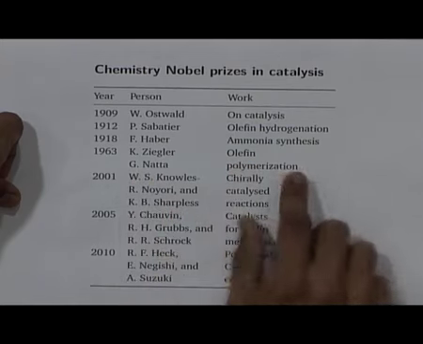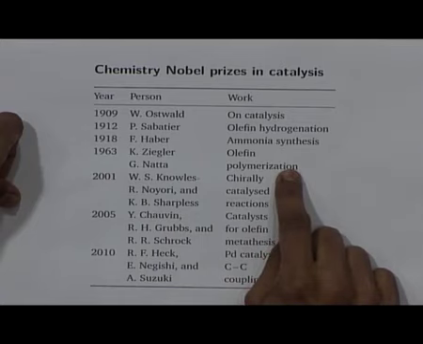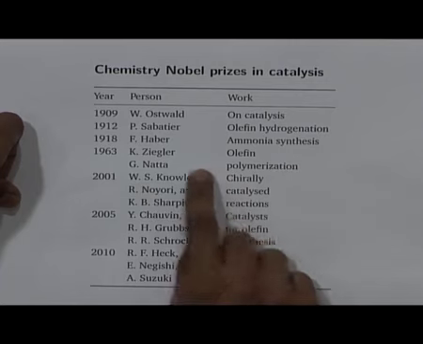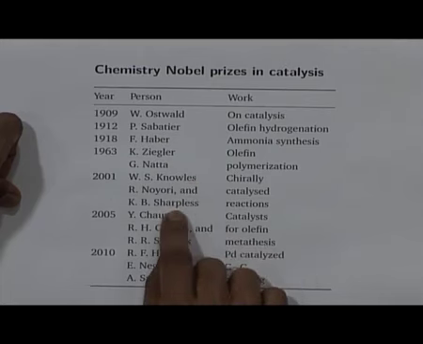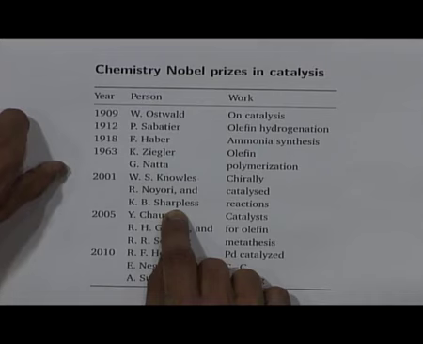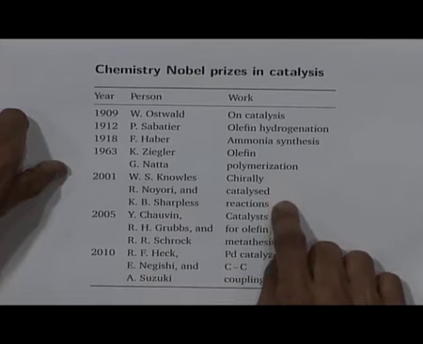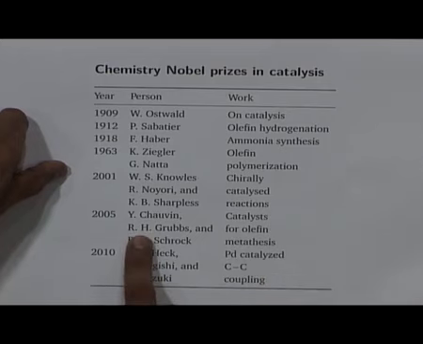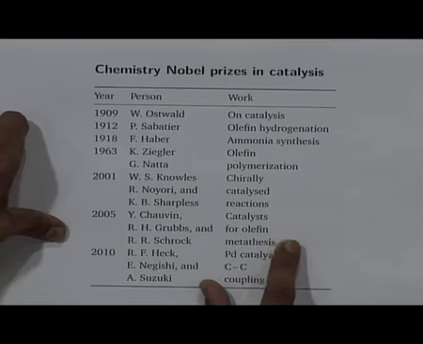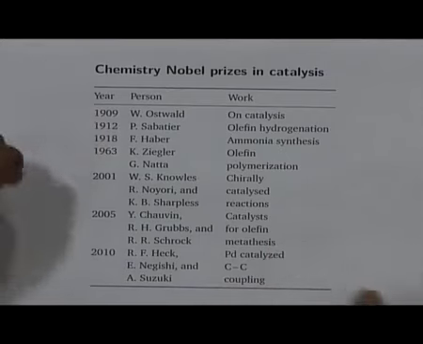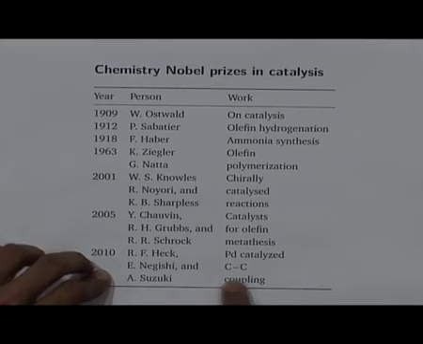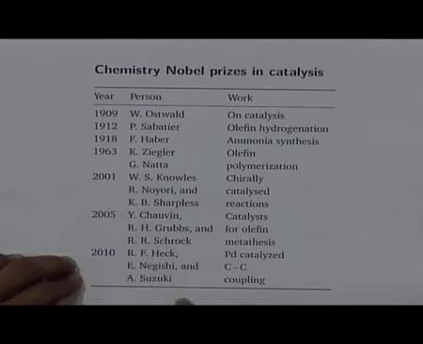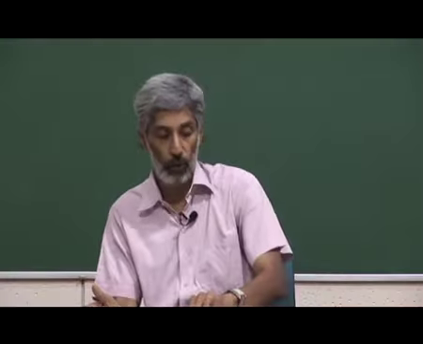So, polyethylene, for example, is synthesized, mass produced, using the catalyst that was developed by Ziegler and Natta. Knowles, Noyori and Sharpless more recently, almost 2 decades ago, for chirally catalyzed reactions. Yves Chauvin, Bob Grubbs and Richard Schrock for their catalysts for olefin metathesis, which is to take an olefin and break it. And in 2010, Heck, Negishi and Suzuki for carbon-carbon coupling reaction using palladium as a catalyst. As you can see, catalysis has been rewarded with a number of Nobel Prizes.